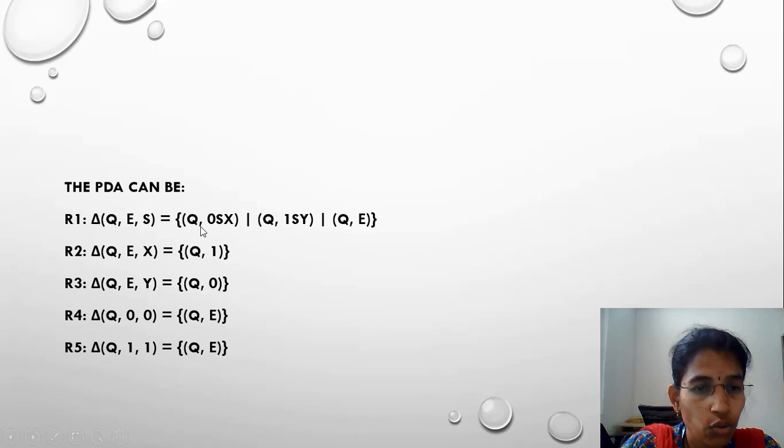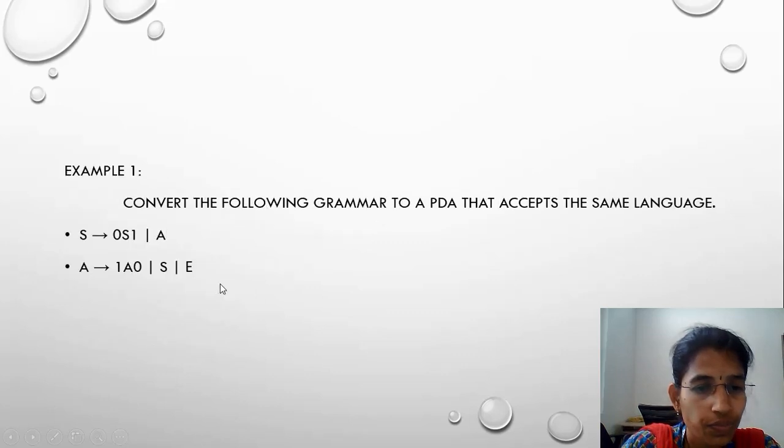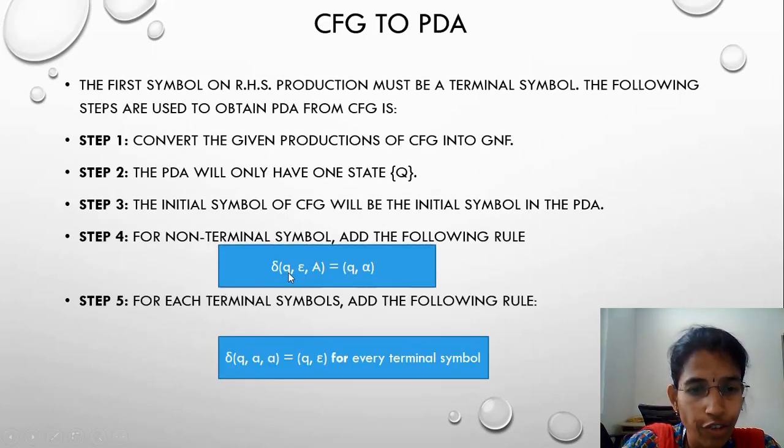The states are Q, 0, S, X, 1, X, Y and E. This is the production rule for S, the starting symbol S. My second production rule is for X, and my third production rule is for Y. So X tends to 1, Y tends to 0. Refer to this one, this is our formula.